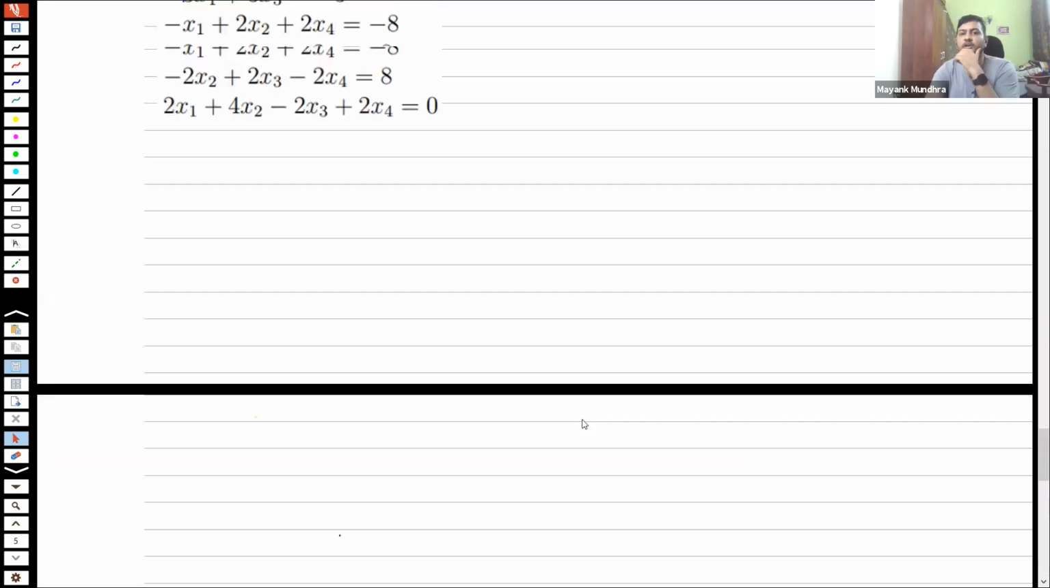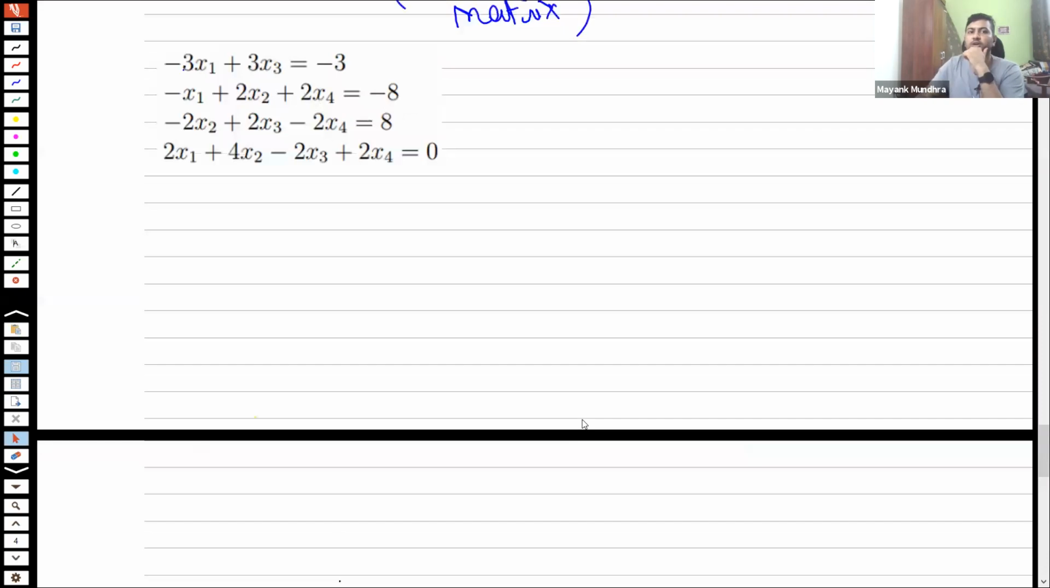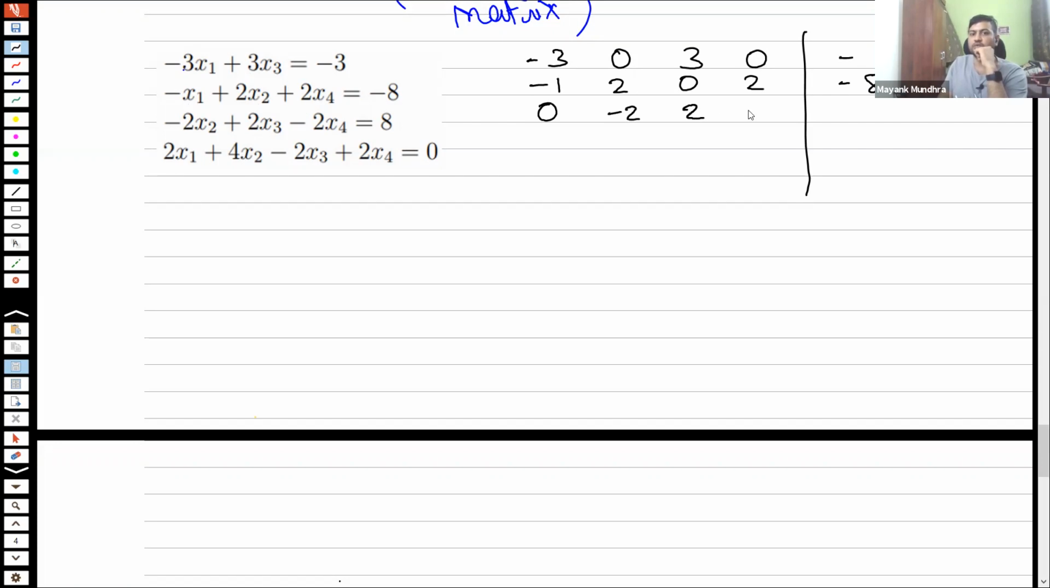Okay, so when you are solving a complicated system of linear equations, first thing is always write the correct matrix. So the correct matrix here is going to be minus 3, 0, 3, 0, minus 3. The second equation is minus 1, 2, 0, 2, minus 8. The third equation is 0, minus 2, 2, minus 2, 8. The fourth equation is 2, 4, minus 2, 2.